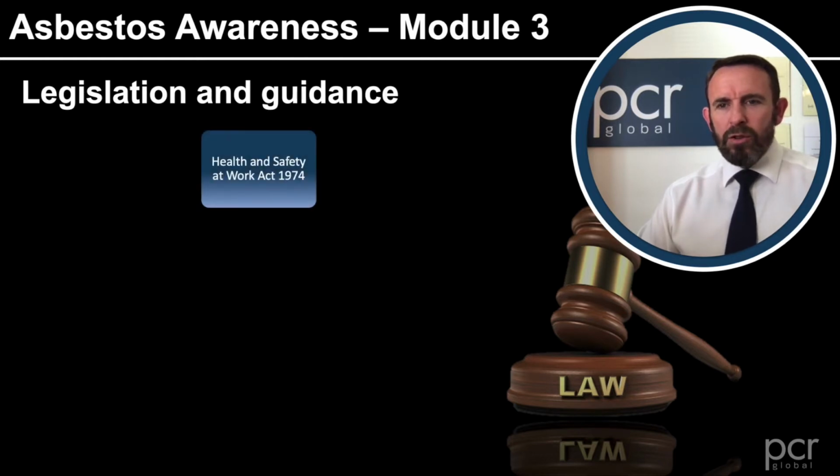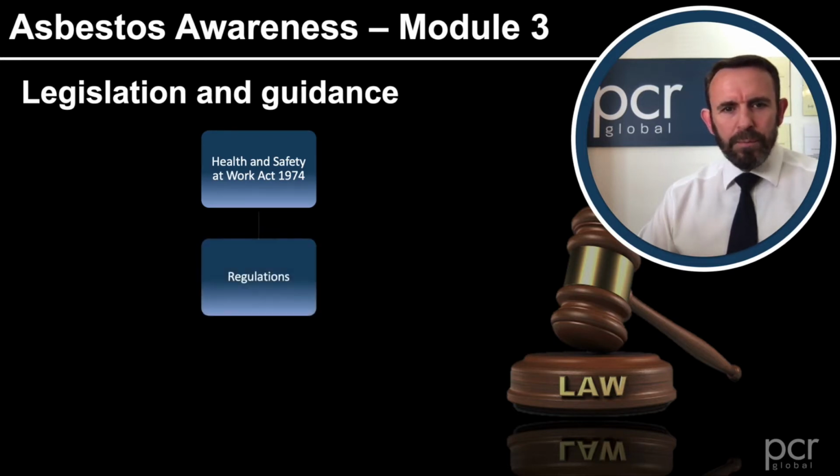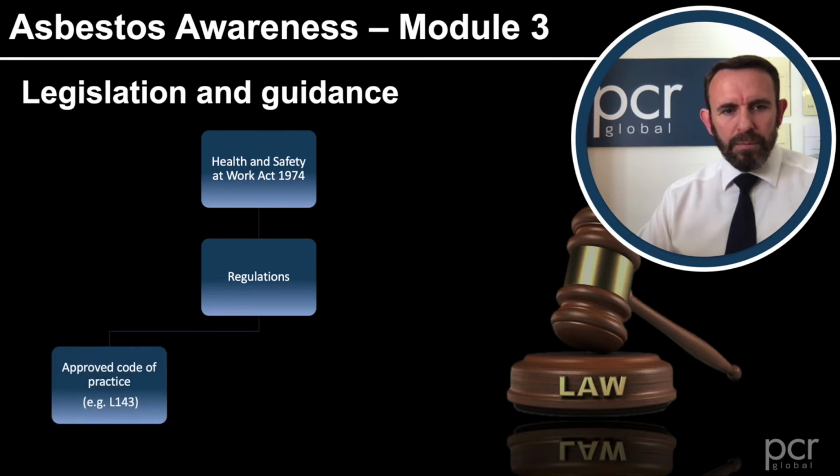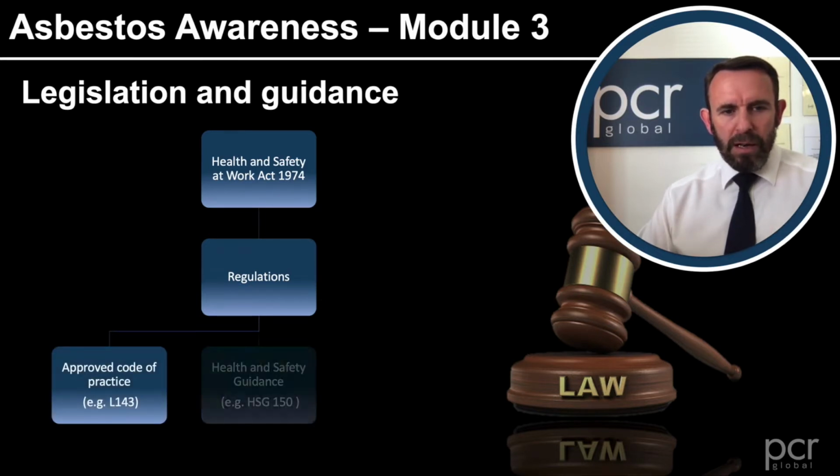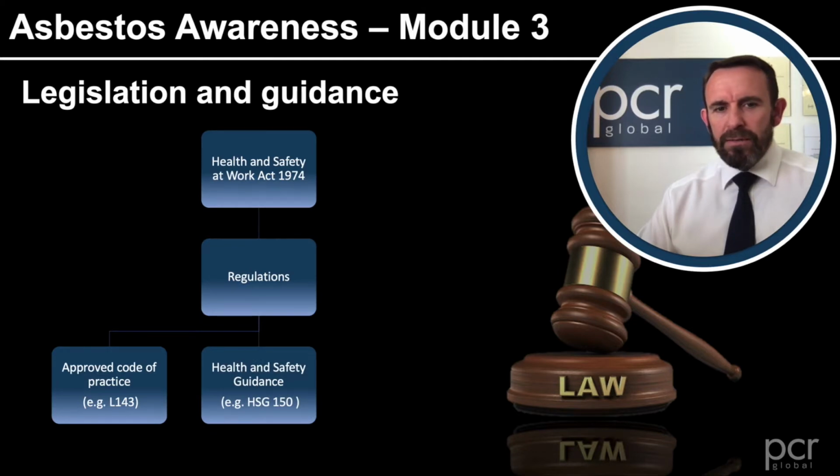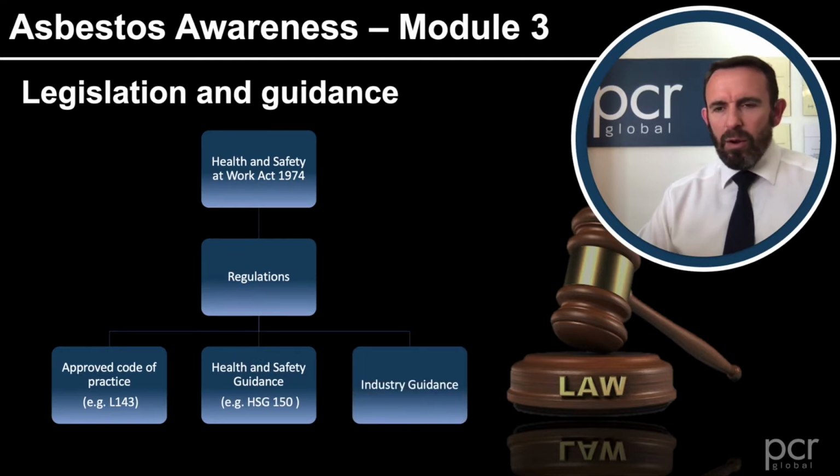So, right at the top of the tree we have the Health and Safety at Work Act 1974, which underneath that gives birth to regulations. So regulations sit underneath the Health and Safety at Work Act 1974. Sitting beneath regulations, we have approved code of practice, health and safety guidance, and also industry guidance.